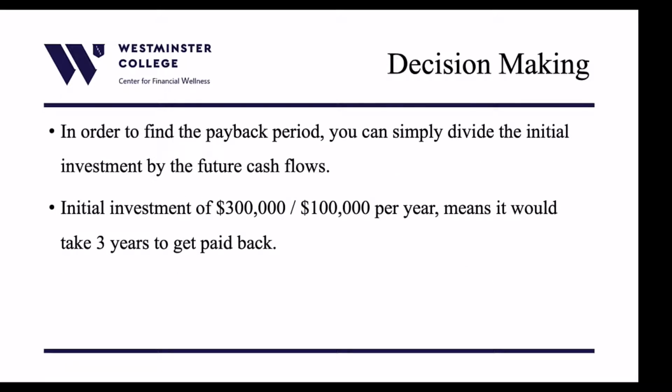In order to find the payback period, you can simply divide the initial investment by the future cash flows. Initial investment of $300,000 divided by the $100,000 per year means it would take 3 years to get paid back, or break even.